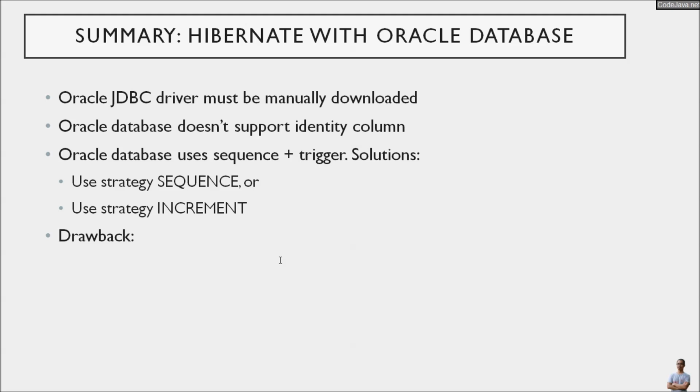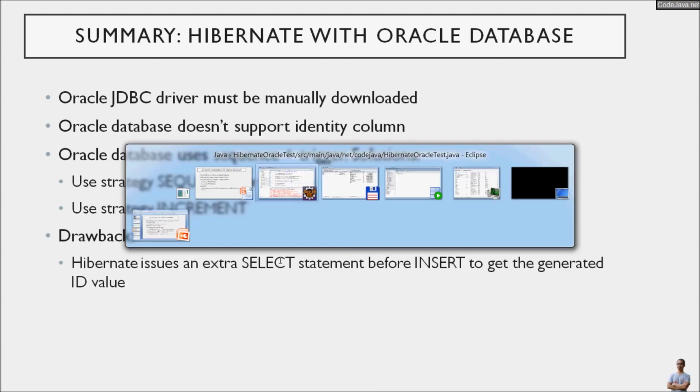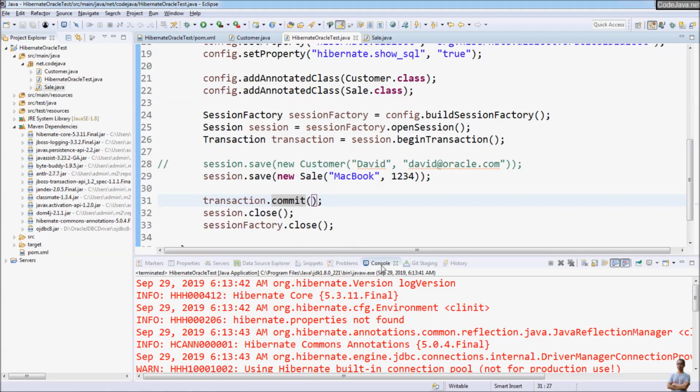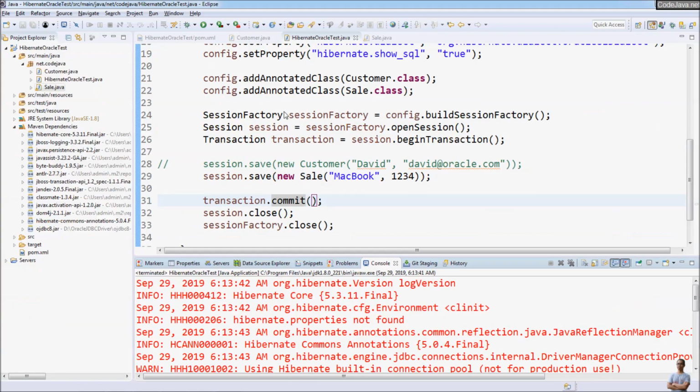The drawback of using Oracle with Hibernate framework is that Hibernate issues an extra select statement before insert to get the generated value for the ID column. As you can see here, select and then insert. Okay, so that's for Hibernate with Oracle database.